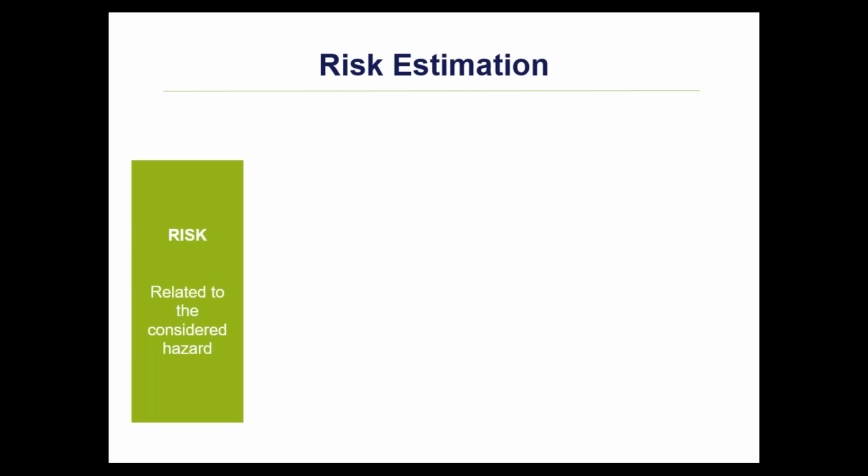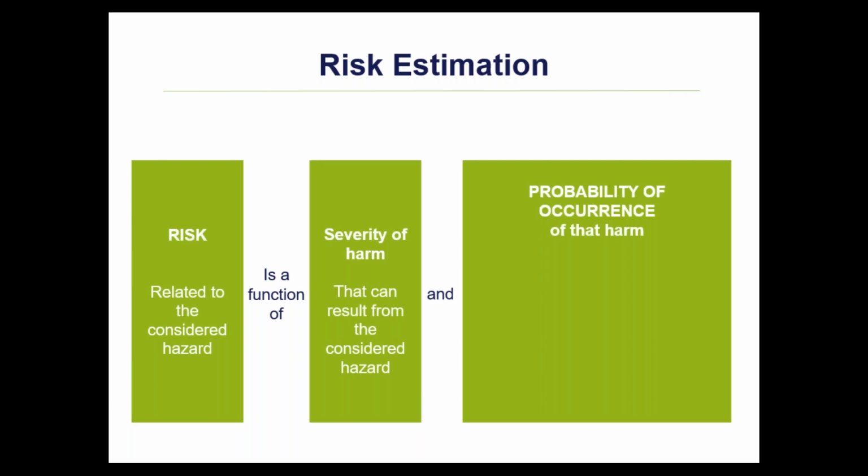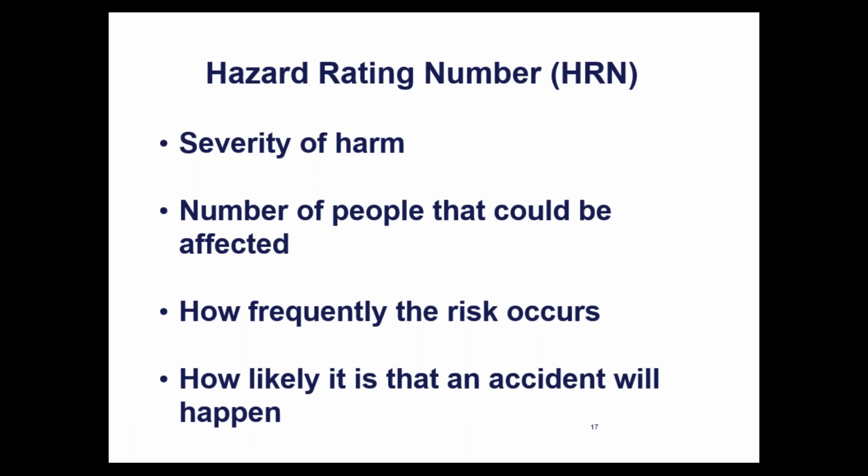Okay, let's talk about the next step, risk estimation. Risk is related to the considered hazard. It's a function of the severity of the harm that can result from the considered hazard and also the probability of occurrence of the harm. It's basically people exposed to the hazard, occurrence of the hazard, and also how likely it is that an accident will happen. So when you look at a risk assessment, you look at these four considerations, and mainly when you're using one of the systems called hazard rating number. Okay, the standard doesn't specifically ask you to follow any methodology, but this is one that we prefer to use because it covers a lot of information when you're doing the risk assessment, mainly the number of people exposed and how frequently the risk occurs at your workstations.